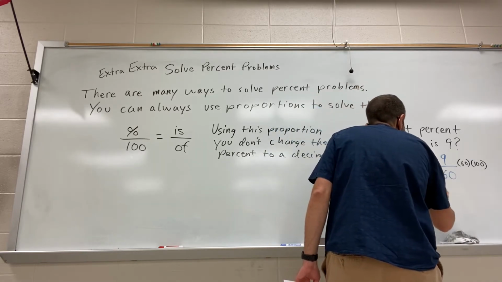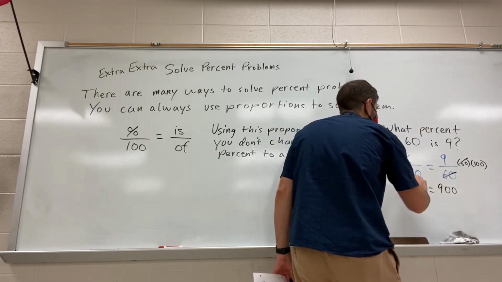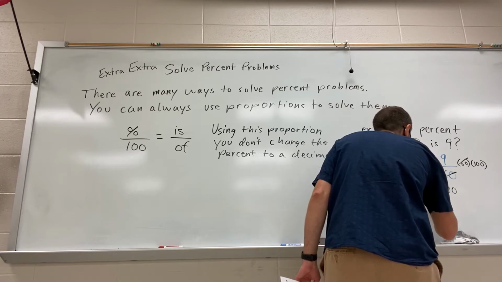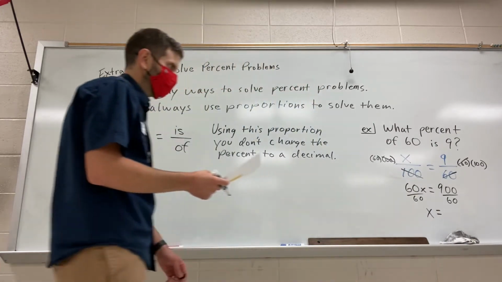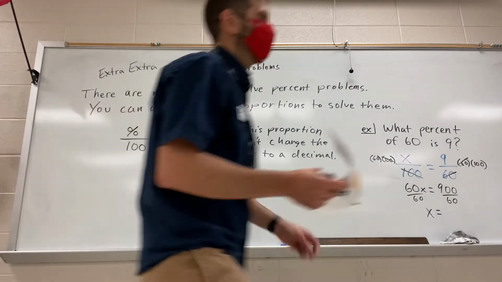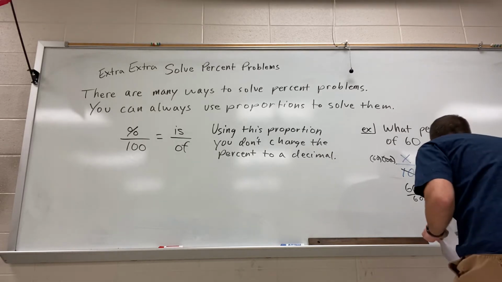I'll get 60x equals 900. And then you divide by 60, both sides, division property of equality. And we get 900 over 60. So with a percent, we don't really necessarily want an improper fraction. So we'll just divide it and get a decimal. Oh, but we didn't even have to. Our answer is just 15.